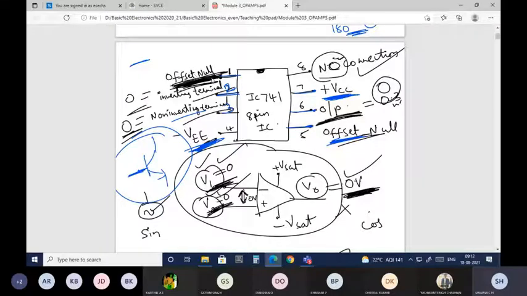Here, offset null, the first pin and the 5th pin are offset null. Offset null in the sense, actually, if you don't provide any input to the op-amp, so this is my op-amp. If you don't provide any input, in the sense V1 is equal to 0 and V2 is equal to 0, what will be the difference between them? It will be 0 only. So that is provided to the op-amp. What this op-amp will do is take the difference between these two and amplify it. Here the input itself is 0, so the output should be equal to 0. Ideally this will happen, but practically it will not be equal to 0.